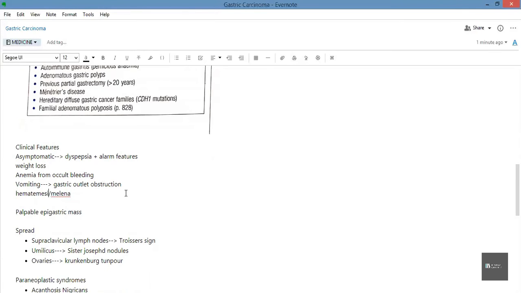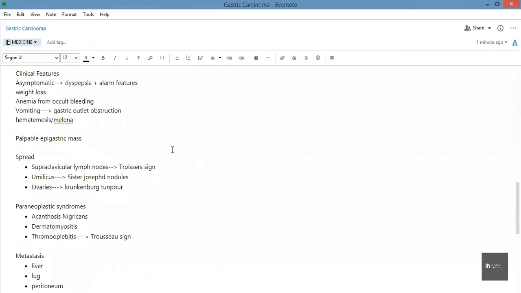Excuse my spellings. There may be a palpable epigastric mass. The spread can occur to the supraclavicular lymph nodes, which is the Troisier's sign. I may not be pronouncing it properly. Then it may spread to the umbilicus, and these are called Sister Joseph's nodules. Then if it spreads to the ovaries, we call it the Krukenberg tumor.